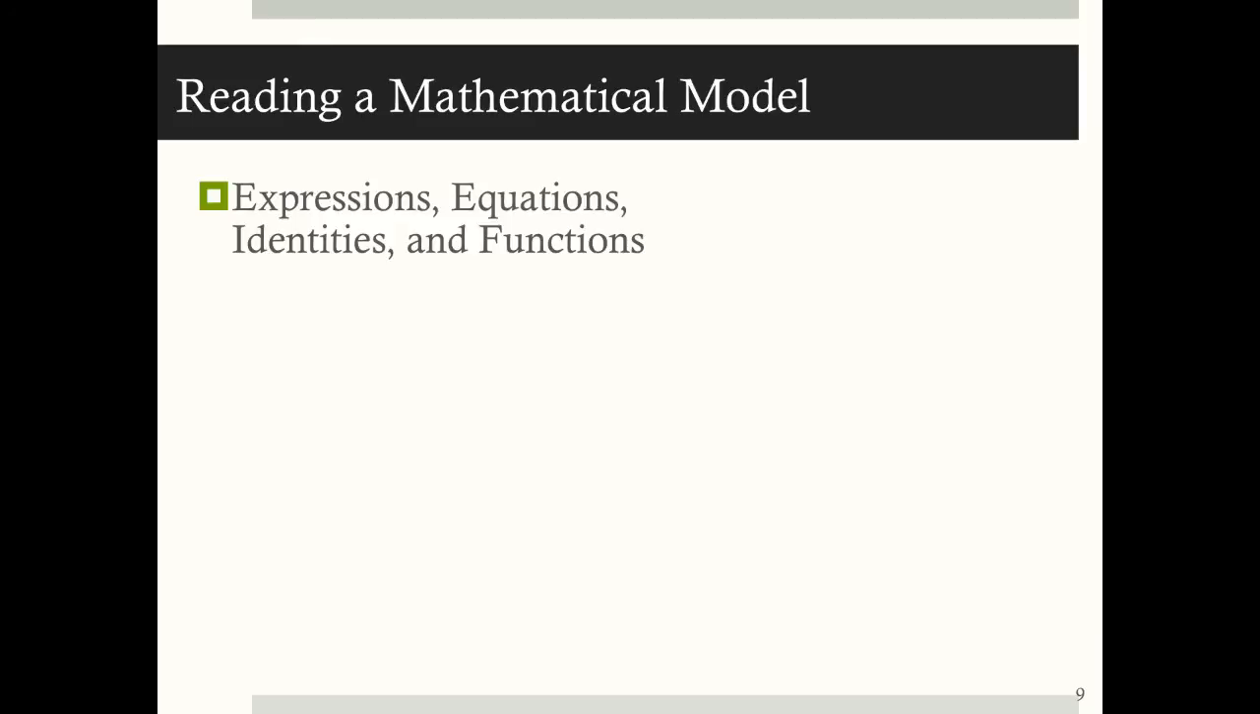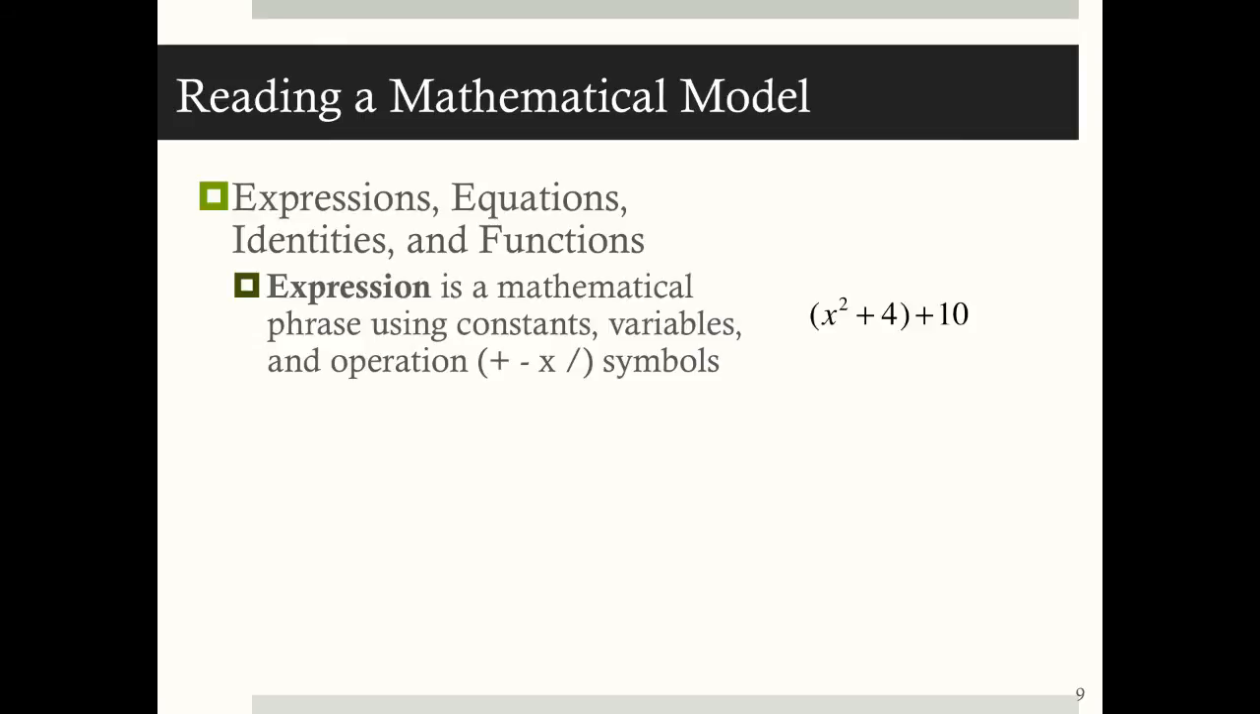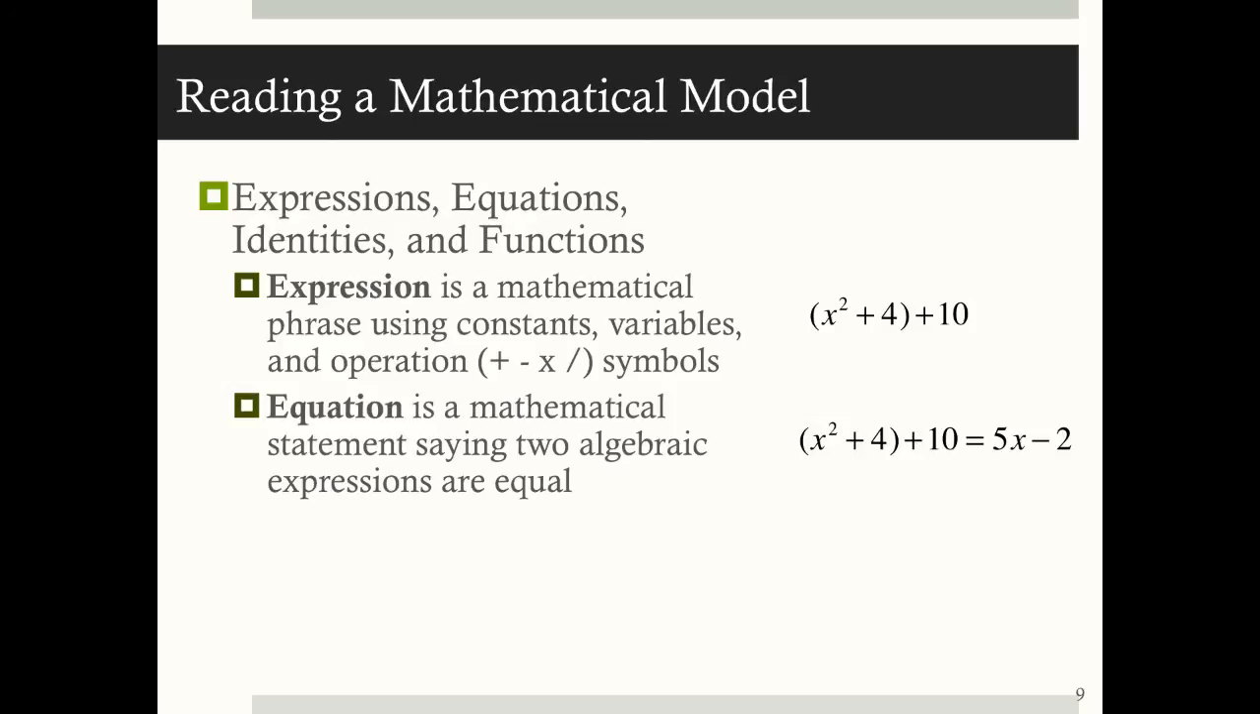And mathematical models are made up of expressions, equations, identities, and functions. So an expression is just a mathematical phrase using constants, variables, and operations like plus, minus, multiplication, and division symbols. An example of an expression is x squared plus 4 plus 10. Now an equation is a mathematical statement saying two algebraic expressions are equal to one another. So for example, x squared plus 4 plus 10 is equal to 5x minus 2.